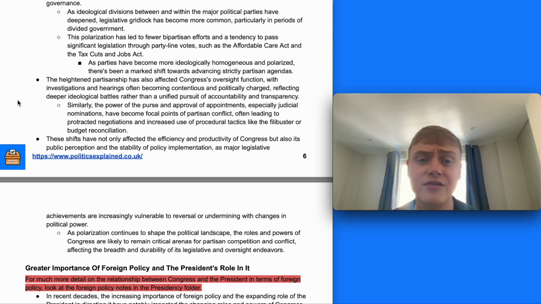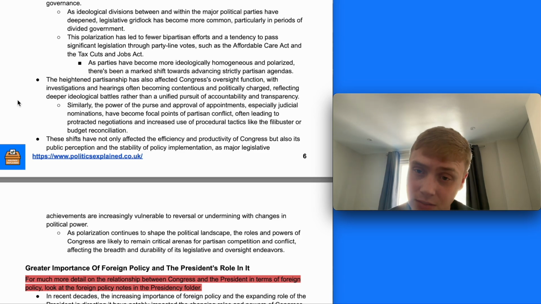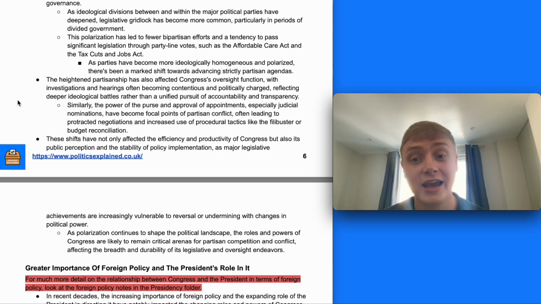And these shifts have not only affected the efficiency and productivity of Congress, but also its public perception and the stability of policy implementation, as major legislative achievements are increasingly vulnerable to reversal or undermining with changes in political power. For example, Trump came in and tried to overturn the Affordable Care Act. He was not able to do so, partly because of the shift to divided government and because key moderates in the Republican Party in the Senate refused to back him, including Mitt Romney.